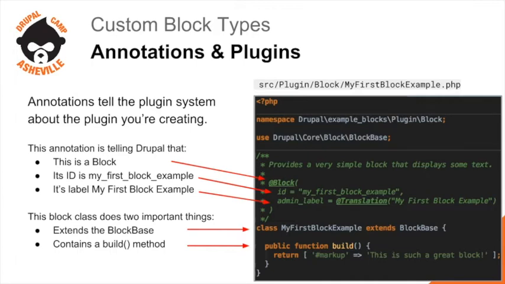The annotation is this format again, where it's @Block, which is a specific expectation of the system. The system knows to expect an annotation called Block. And that Block annotation has at least two parameters, an ID and an admin label.